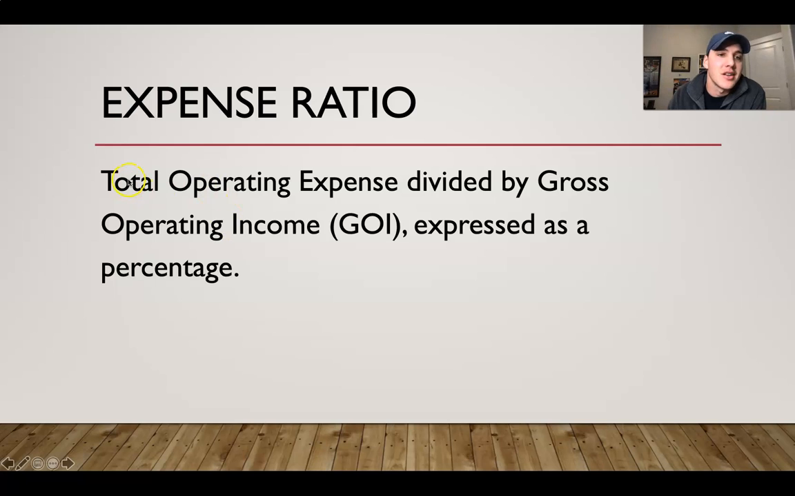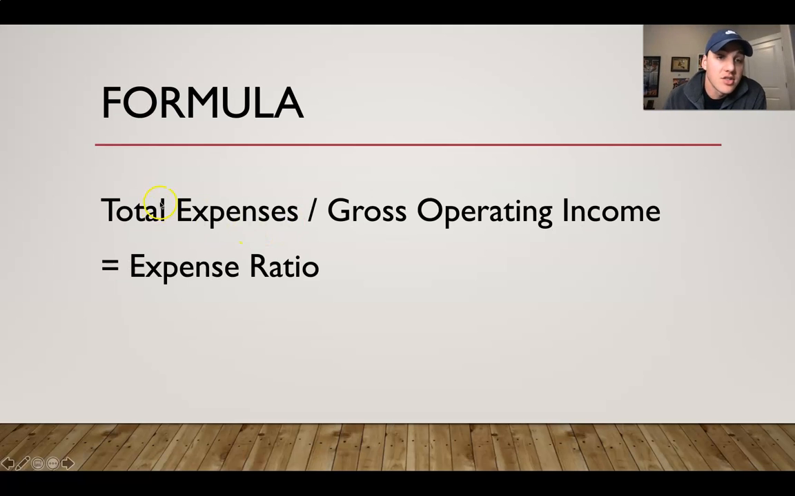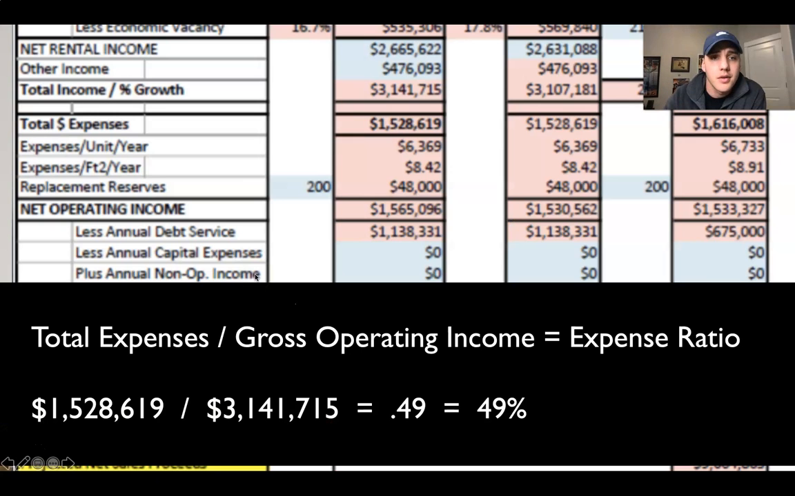So the definition is total operating expense divided by gross operating income, expressed as a percentage. So the formula for that is total expenses divided by gross operating income equals your expense ratio.